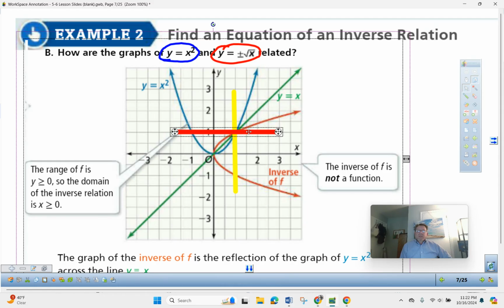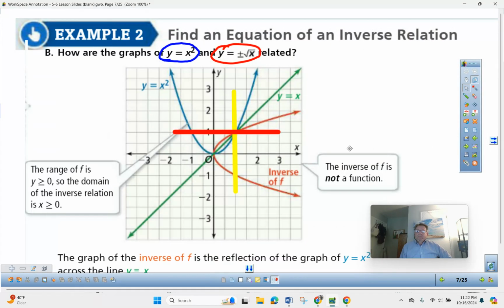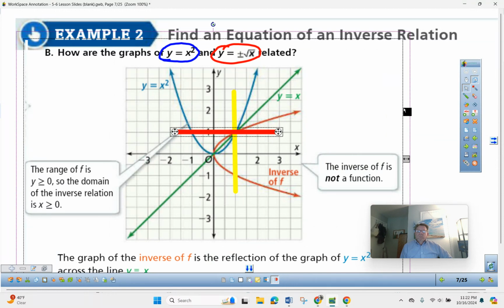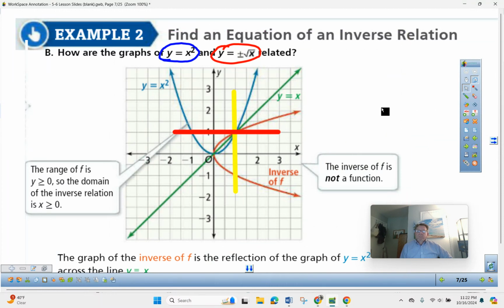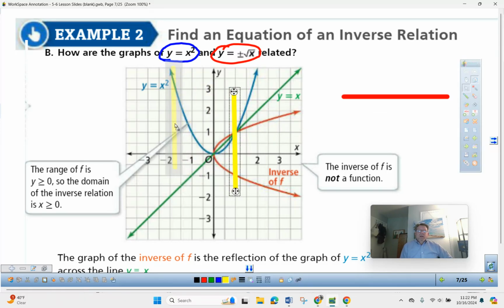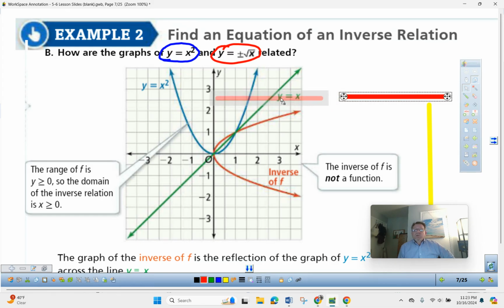A vertical line test, let's get this guy over here. With the vertical line test, it tests the current function. So if all I had was the blue parabola, I'm testing it with the vertical line. But I'm too lazy to draw the red parabola or sideways parabola, okay? So what I'm going to do is take this horizontal line, and if it fails the horizontal line test, that means the inverse won't be a function.